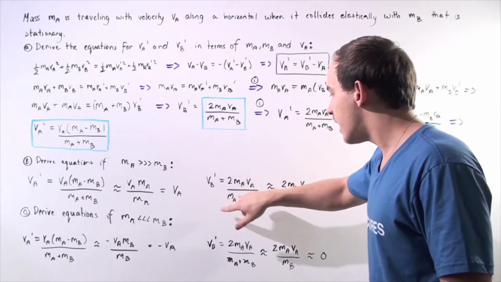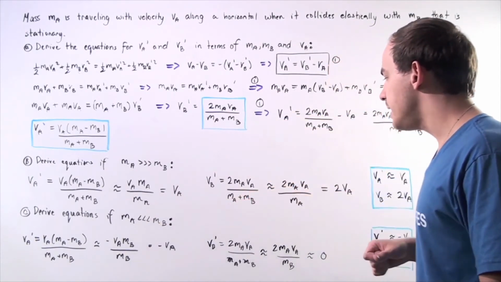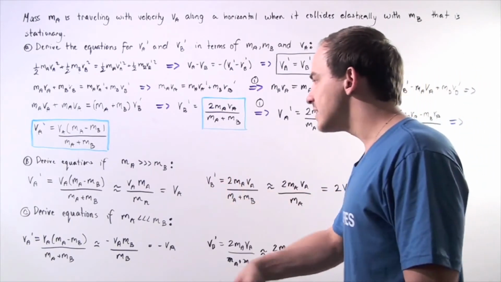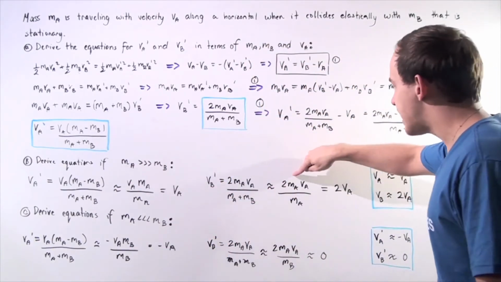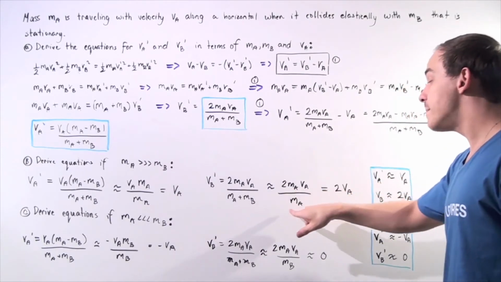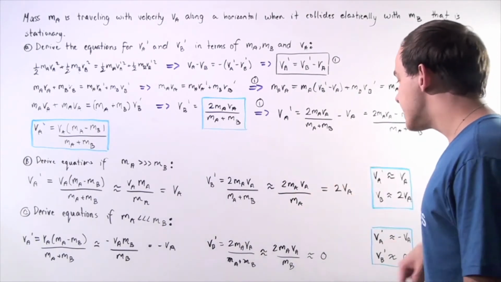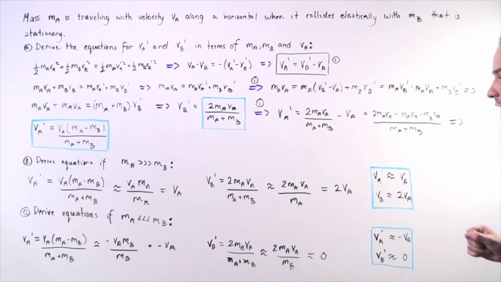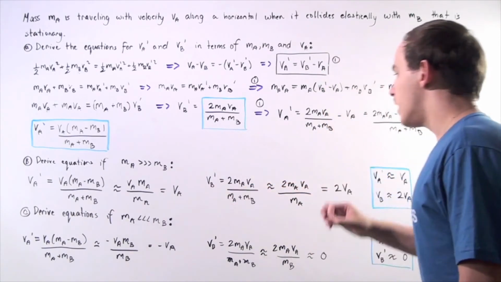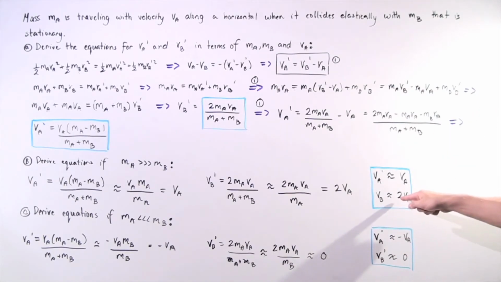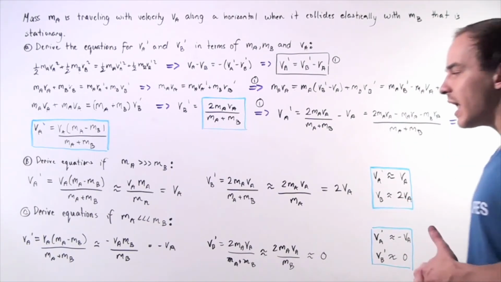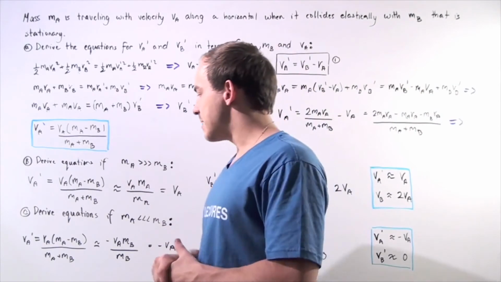Notice we have on the bottom MA plus MB. So once again, MA is much larger than MB, so we can approximate this to be 2 times MA VA divided by MA. And so the MA's cancel and we're left with the following result. So VB prime is approximately equal to twice the initial velocity of VA. And let's go to the last example, C.